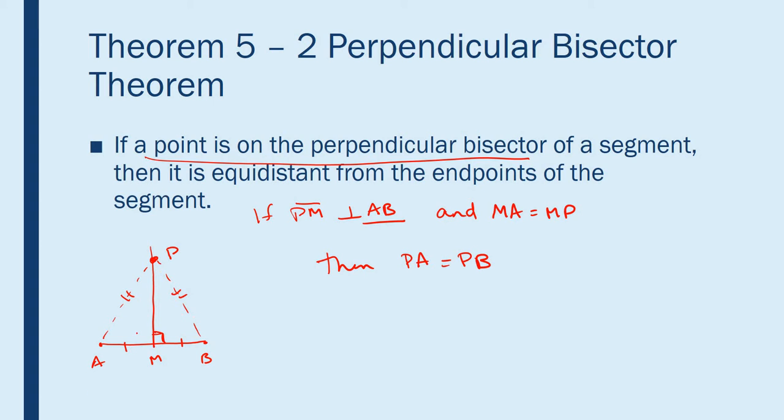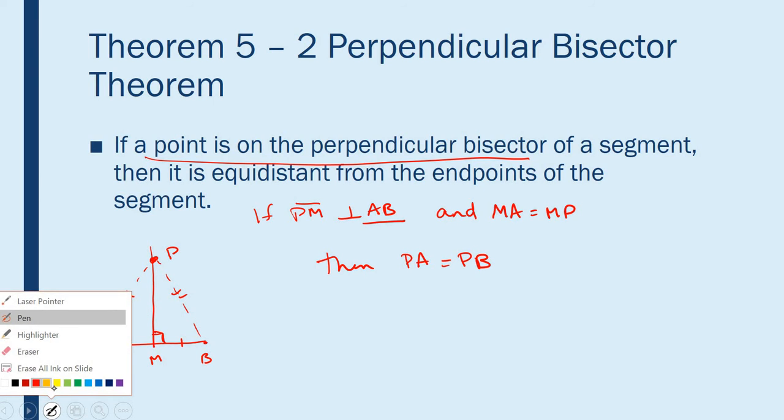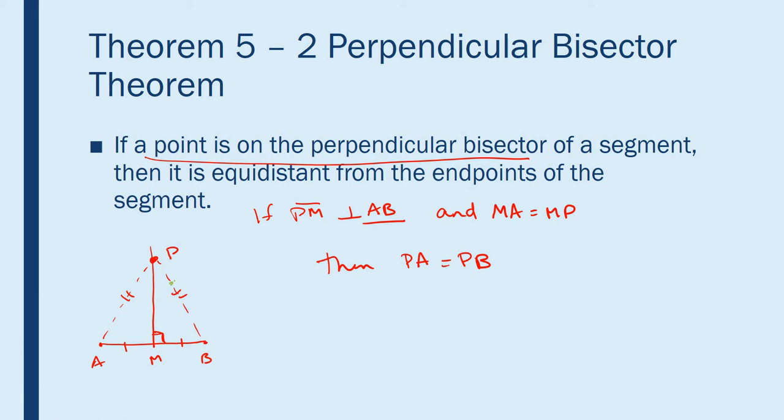And we can pick a point anywhere on the bisector. It doesn't have to be where I picked it. So if I pick a point here, that is also equidistant from the endpoints. As long as the point I pick is on the perpendicular bisector, and MA and MB are equal, then the point, whatever point I pick, is equidistant from the endpoints.